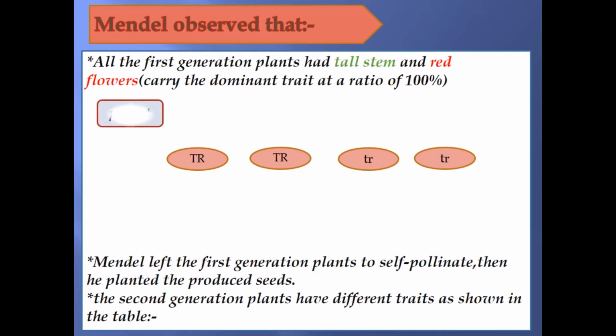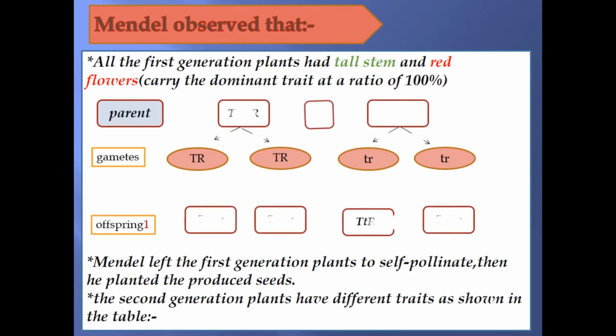Here is the genotype of the dominant traits and the recessive ones. Actually, as you know, each trait is represented by two genes. So if we choose T to be the symbol for the gene which represents the length of the stem, either tall or short, and R to be a symbol for the gene which represents the color of the flower, either red or white.